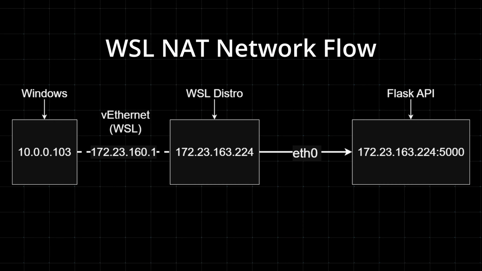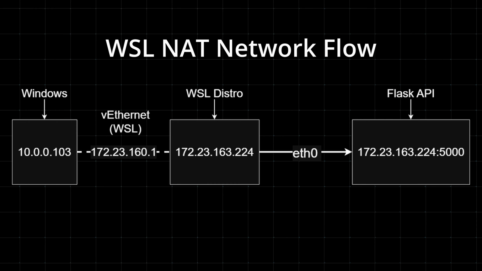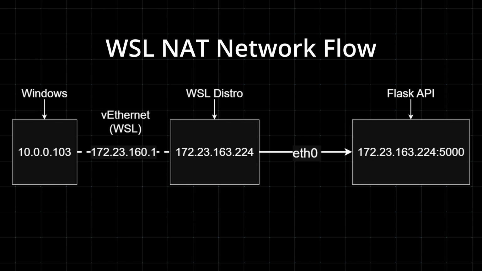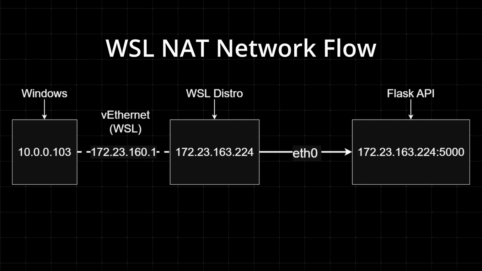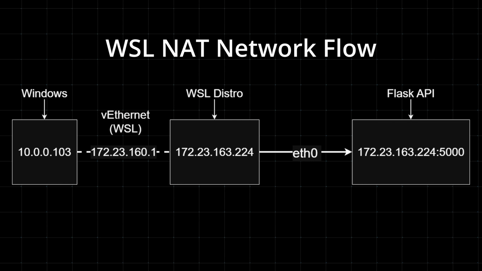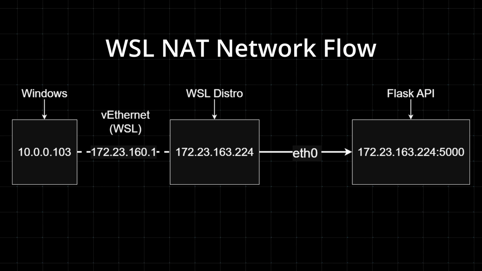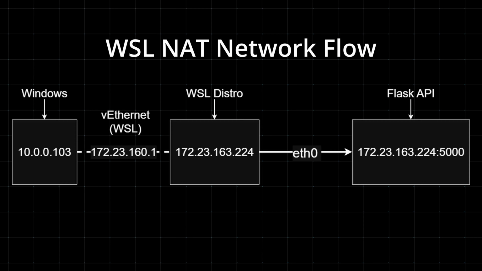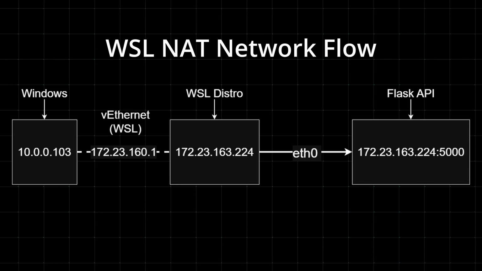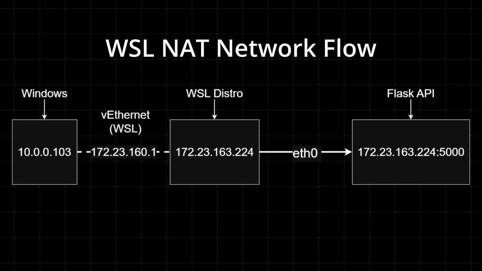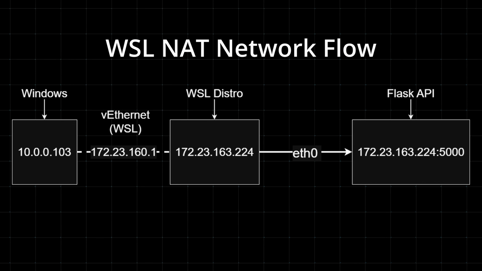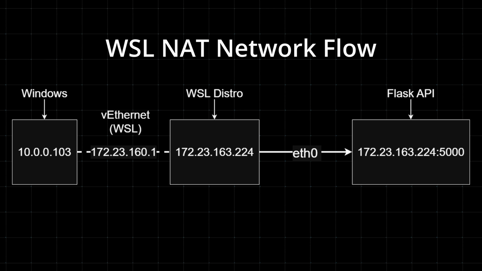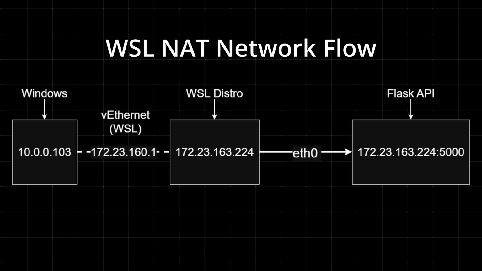Our Windows machine is on 10.0.0.103. That's our normal network. Then we have the virtual Ethernet adapter going into WSL, which is 172.23.160.1, which is Windows acting as the gateway into WSL. And finally, the WSL instance itself is 172.23.163.224, where our Flask app is running on port 5000.